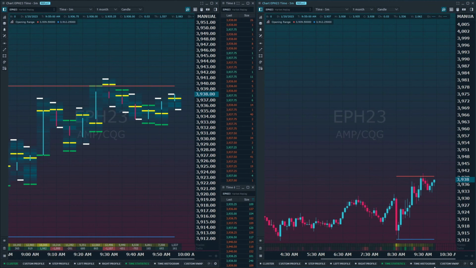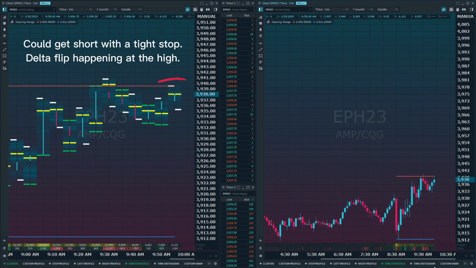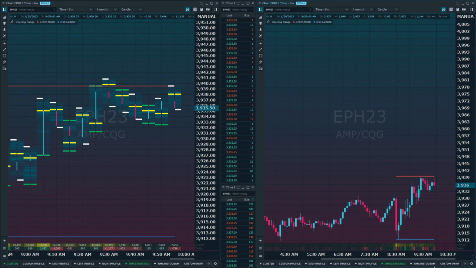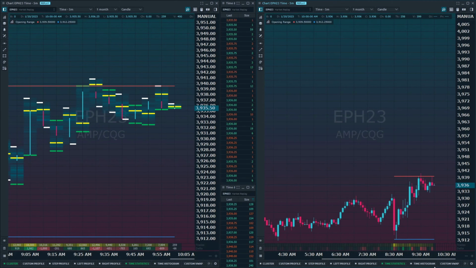And one other thing you can do to watch these second and third tests is watch delta. Do we get a delta flip at this second test of initial balance high? Right now, delta's pretty high. It's starting to get slapped there. It's starting to go negative. And if you wanted to, you could take another short right here. You see that delta flip happening at the level. You see those sellers stepping in at that level.